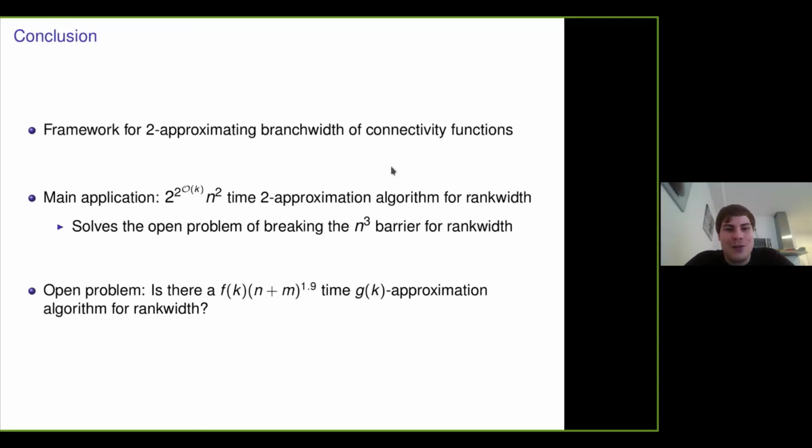I want to mention the main open problem left by this. Now this algorithm for rank width is optimal when we look only at the number of vertices. But if we also throw in the number of edges m, can we improve? Can we give an approximation algorithm for rank width with time complexity (n plus m) times something to the power of like 1.9? Okay, that's it. Thanks.